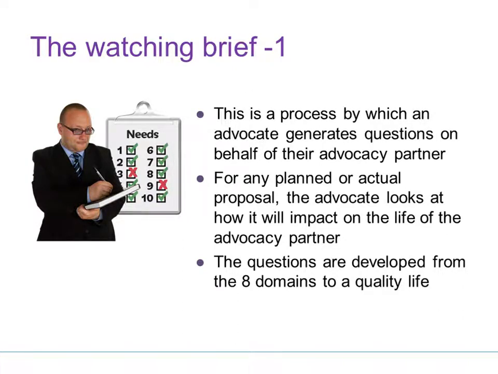The watching brief is a very clear process that has actually been developed by an advocacy organisation called ASSIST, which stands for Advocacy Services in Staffordshire in the UK, and was developed really to give a more objective way of supporting advocacy partners who aren't able to communicate. It's a process by which an advocate develops questions on behalf of their advocacy partner, so that if any change in their life is suggested, the advocate looks at how it will have an impact on the life of the advocacy partner. And the questions are developed from the 8 domains to a quality life.